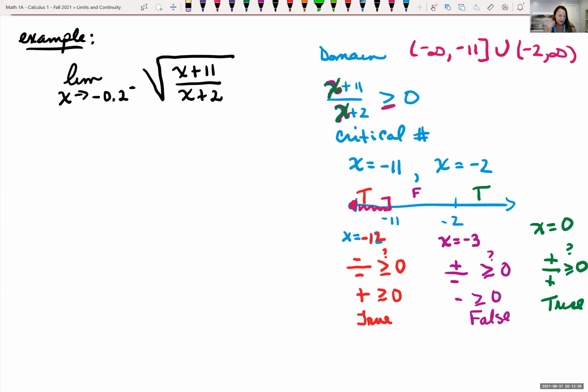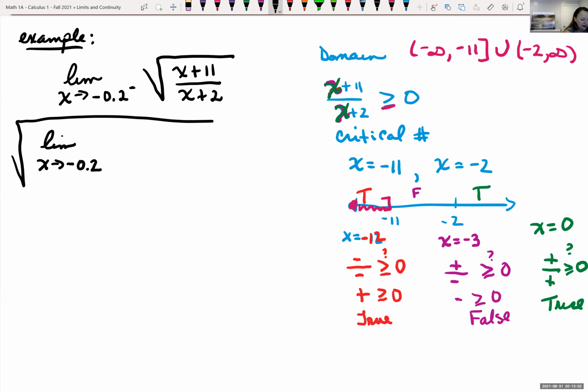Basically, -0.2 is not one of the endpoints of my domain, and it is in the domain. So I'm not too worried that this is going to be jumping or anything. We can use our rules of limits to rewrite this. Technically we can break this down, take the radical and put it outside of our limit. And now we're taking the limit of that rational function.